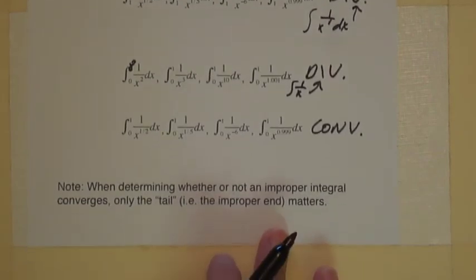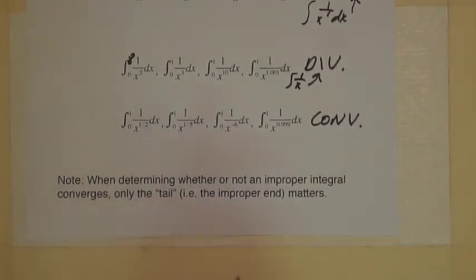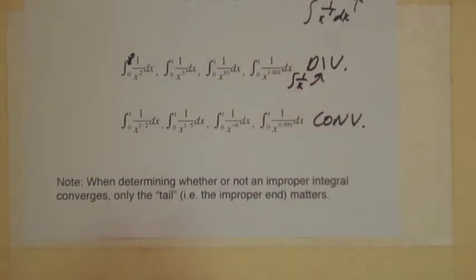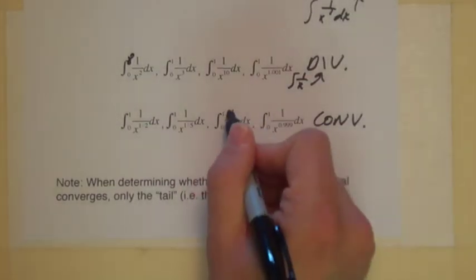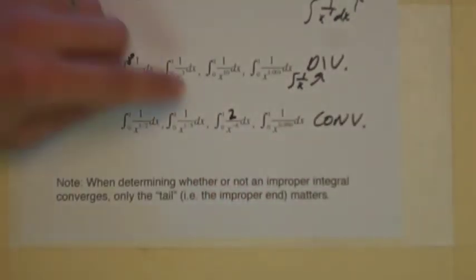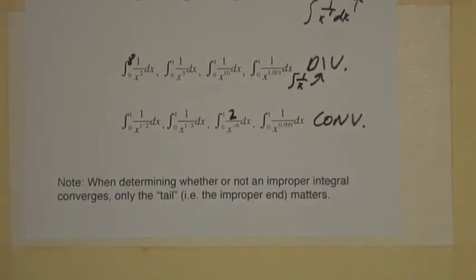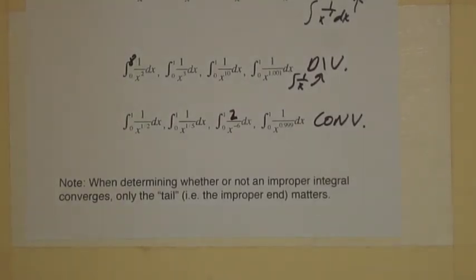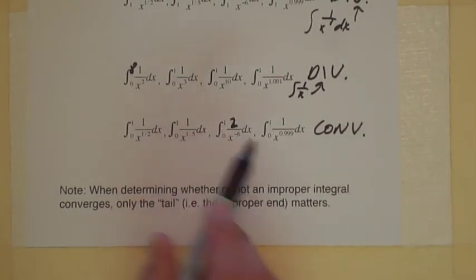One more small thing to mention is that scaling and shifting these functions does not change convergence or divergence. So for example, if I changed this 1 to a 2, I'm simply doubling the area. So I'm not going to change whether or not it converges. I'm just going to change the finite number to a different finite number.